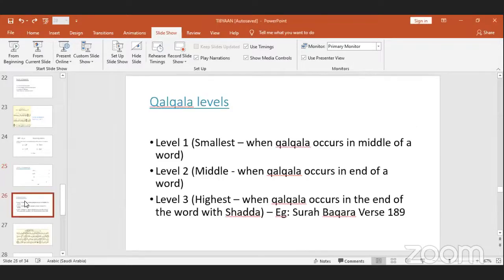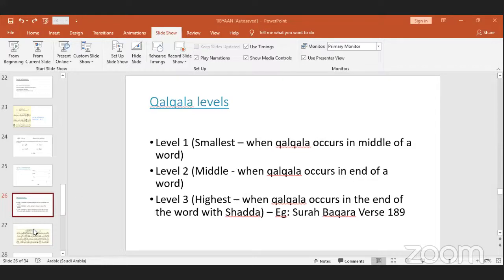So now let's see what's level 2. Level 2 means when the qalqala occurs in the middle frequency. So you should do a little more than when it comes in the middle of the word. That means when the qalqala occurs at the end of a word.